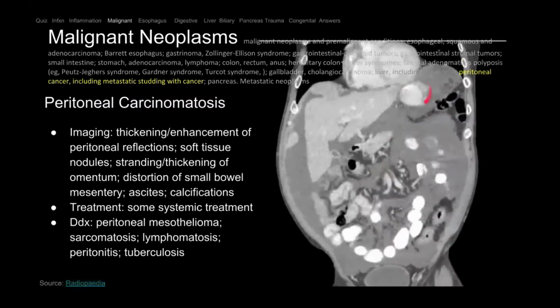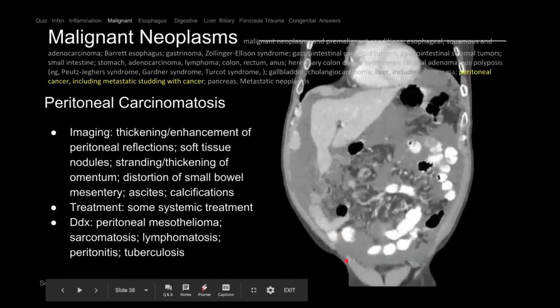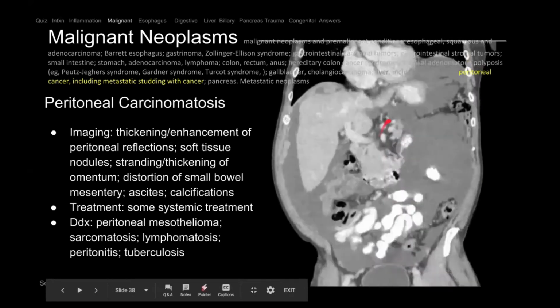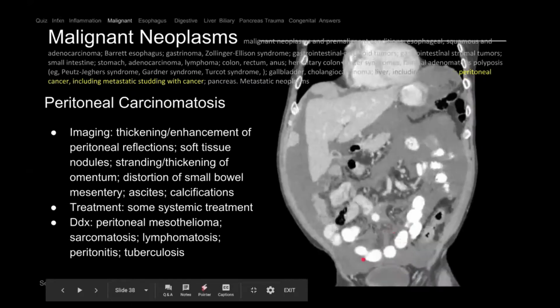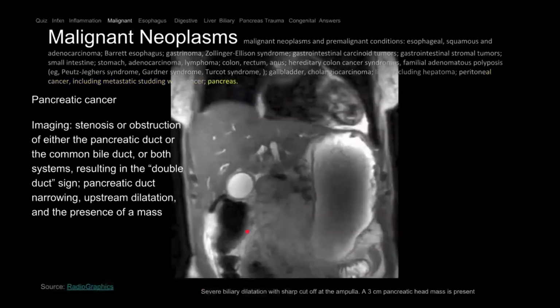When you have gastric cancer with peritoneal deposits into the ovaries, that's called a Krukenberg tumor, when you have gastric cancer implants that go down into the ovaries. So it's just peritoneal spread of cancer.